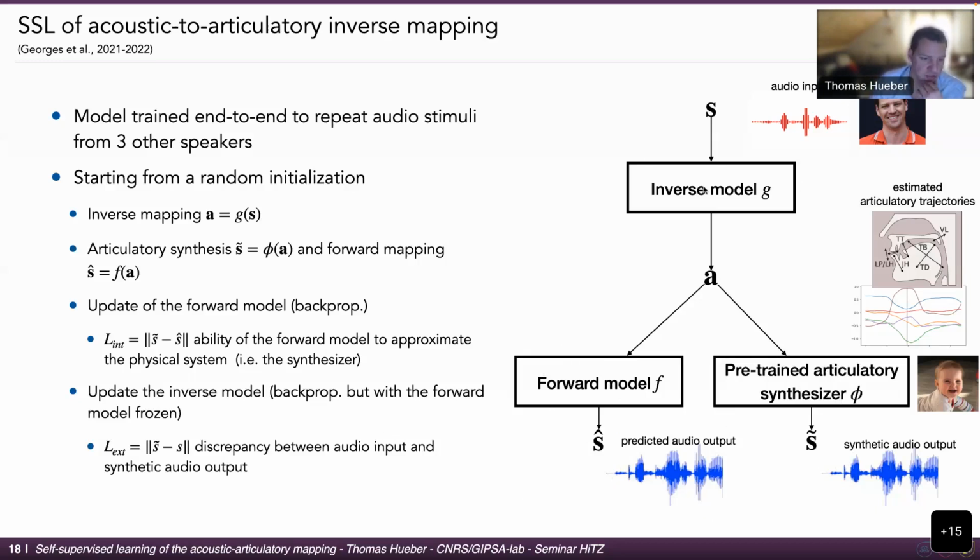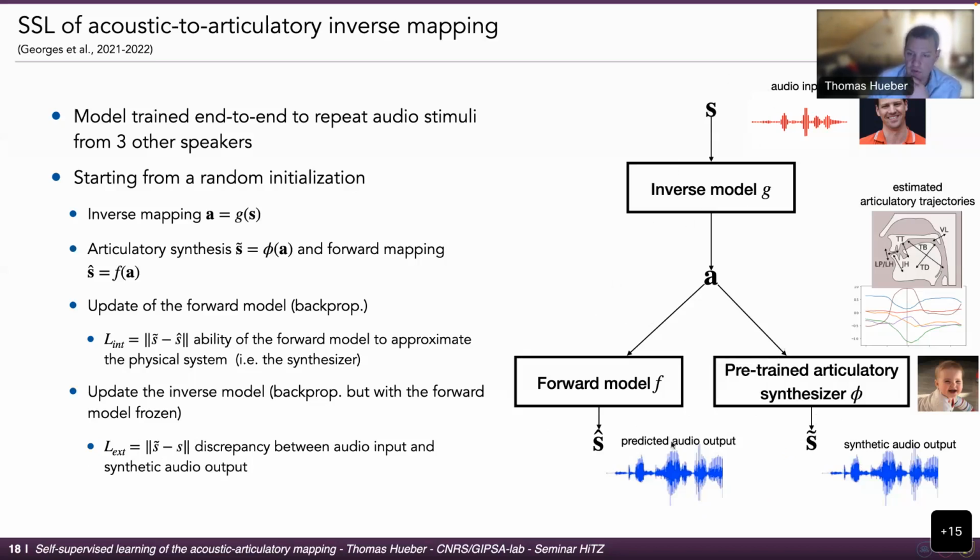We train the inverse model, and to update it, we try to backpropagate the error given by another loss function, which measures the discrepancies between the synthetic audio output, what has really been produced, and the perceived one. So we can backpropagate the information from ear to ear, and optimize the weights of the inverse model.